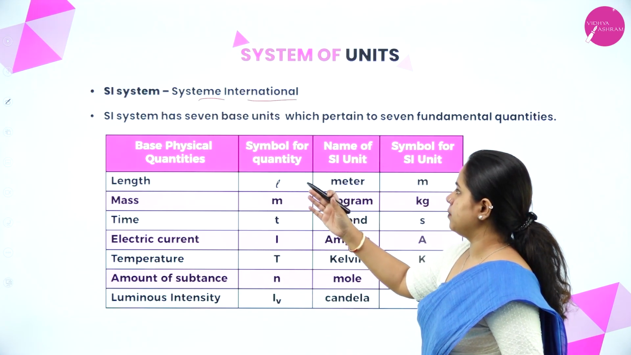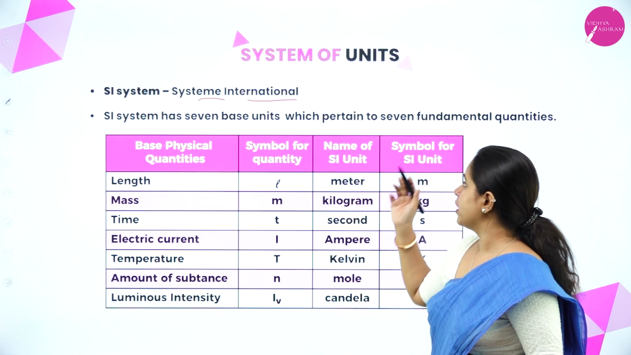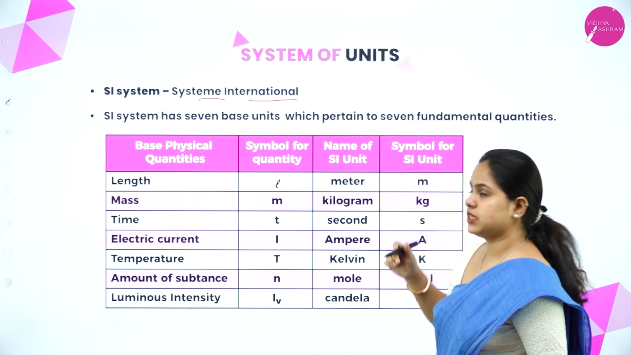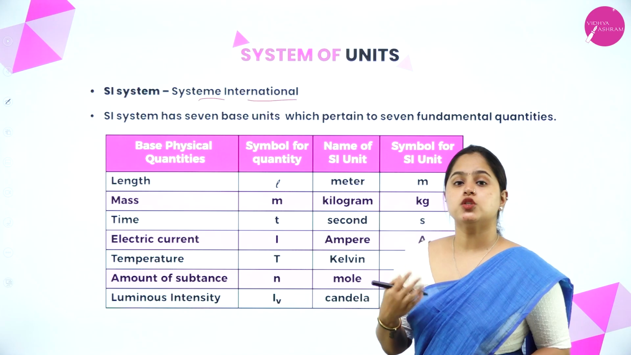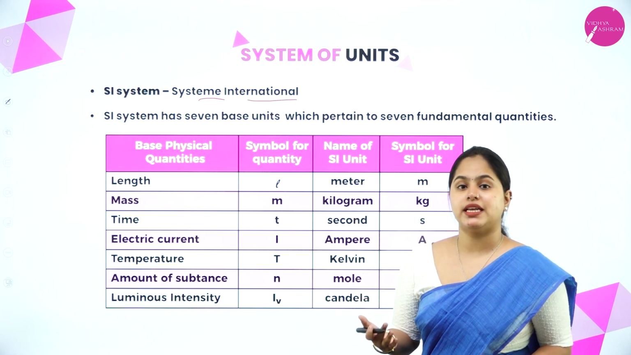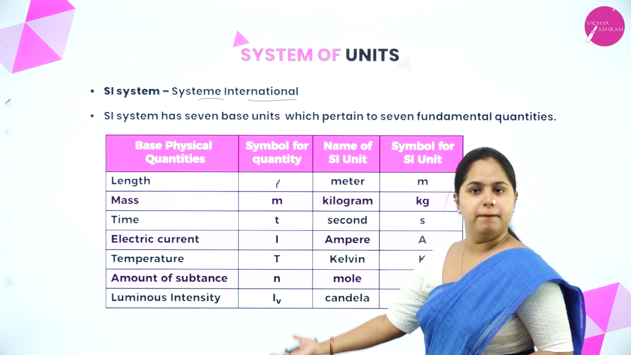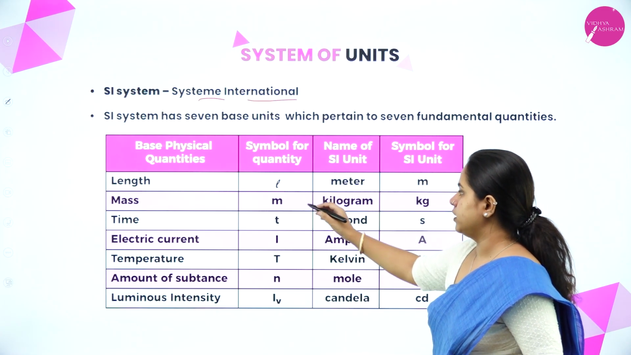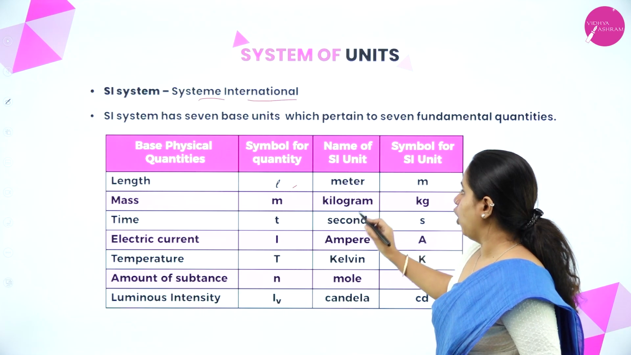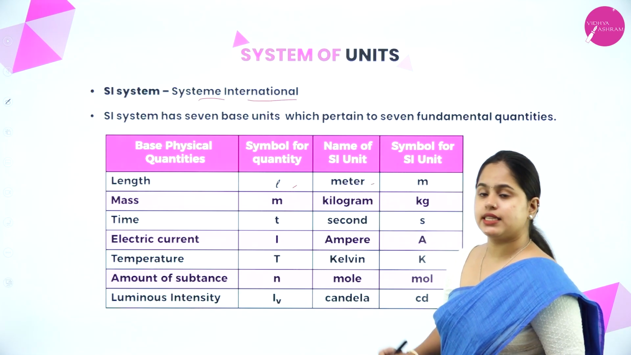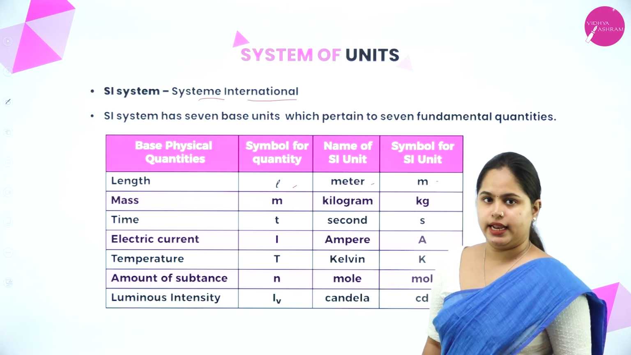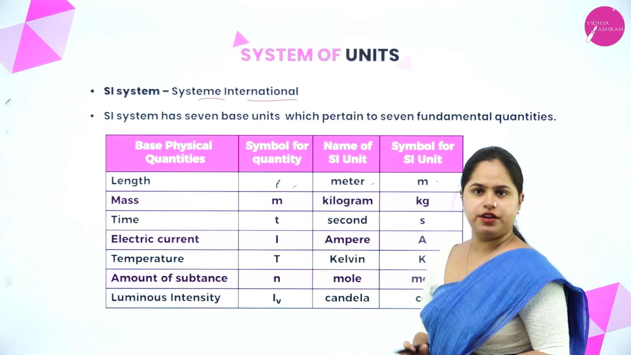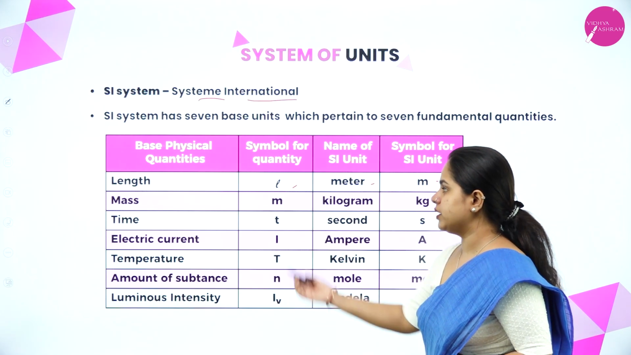Now, the SI system has 7 base units which pertain to 7 fundamental quantities. So, the first one is length. The symbol for the quantity is L and the name of the SI unit is meter and the symbol for it is small letter m. Yes, this is already familiar for you. Length. The next one is mass.